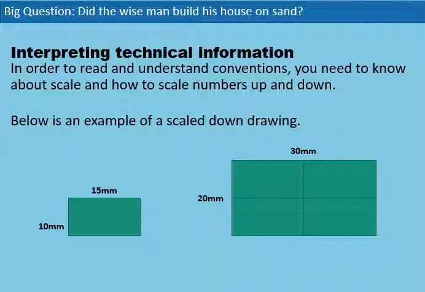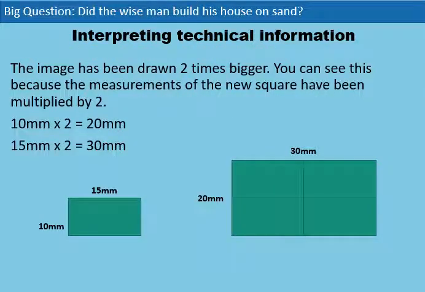Like I said previously, this all relates to interpreting technical information. In order to read and understand conventions, you need to know about scale and how to scale numbers up and down. Below is an example of a scaled down drawing. There's a little rectangle and it gives you the measurements there. It says 10 millimeters by 15 millimeters. Next to it, there's an even bigger rectangle with measurements of 20 millimeters by 30 millimeters. This image has been drawn 2 times bigger, and you can see this because the measurements of the new rectangle have been multiplied by 2.